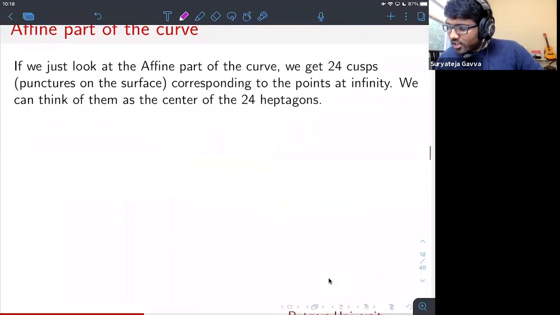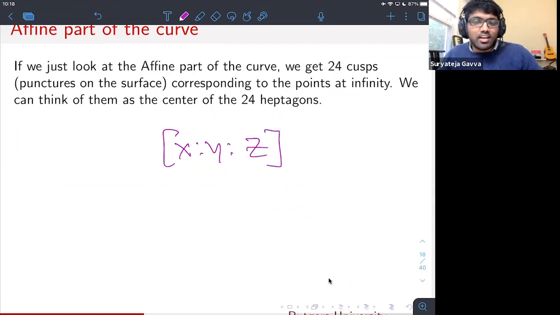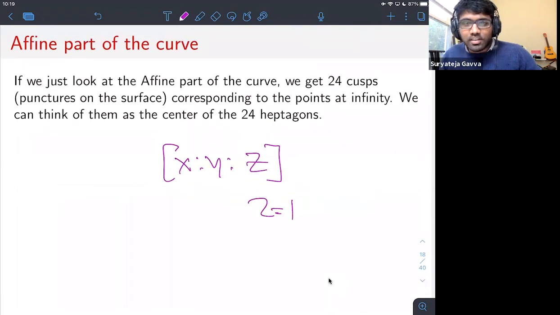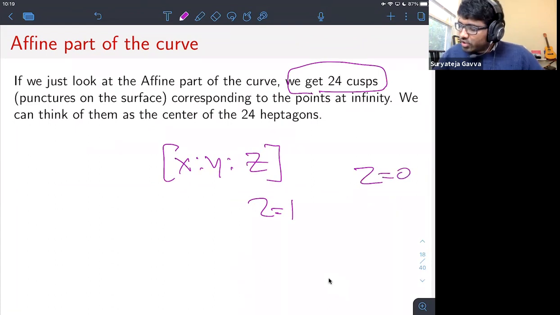Okay, so this is the projective curve. That means we're considering xyz as homogeneous: if you scale xyz by a scalar, you get back the same point. So you are in projective coordinates. But if you set z equals 1 and look at the affine part of the curve, then you see that there are 24 points missing. There are 24 points at infinity on this curve, those that satisfy z equals 0. That's called the affine part of the curve, which misses these 24 points. And these 24 points exactly correspond to the centers of the 24 heptagons. So these numbers 24, 56, and 84 keep appearing again and again. These cusps, or these infinite points, are exactly the centers of heptagons. Questions on this?